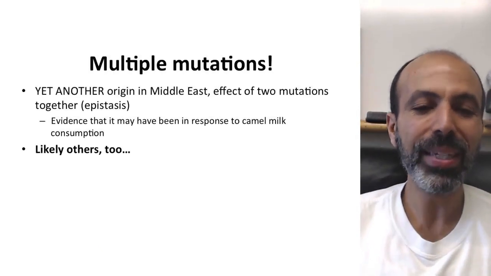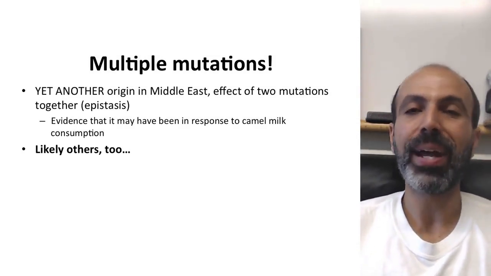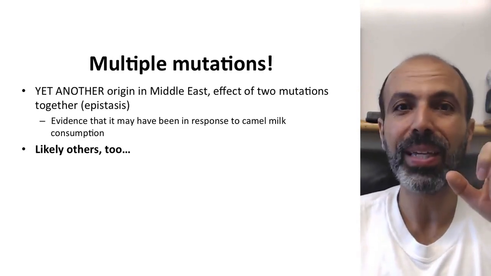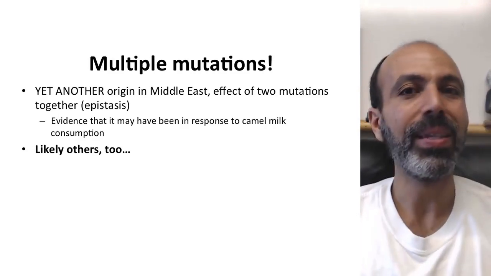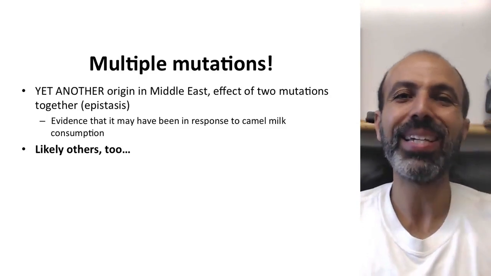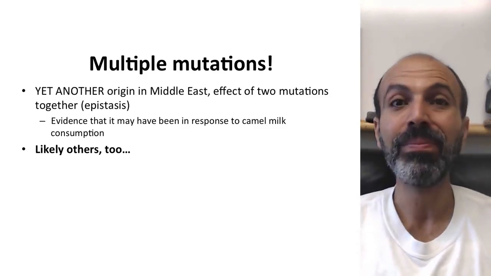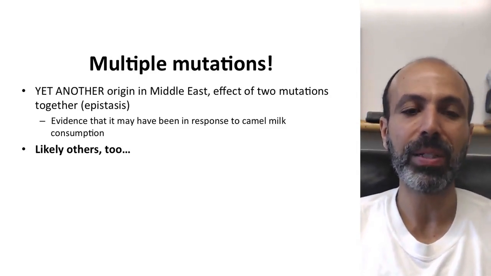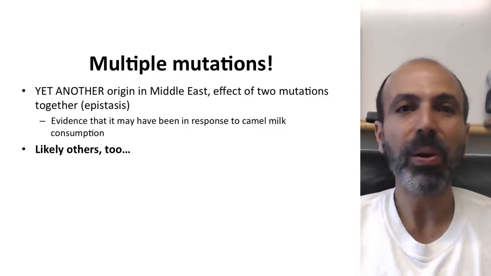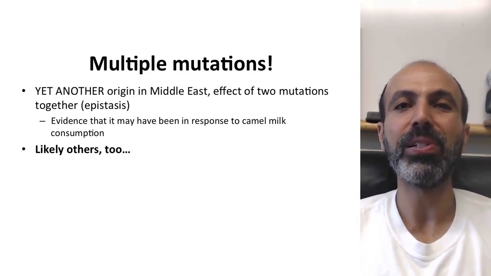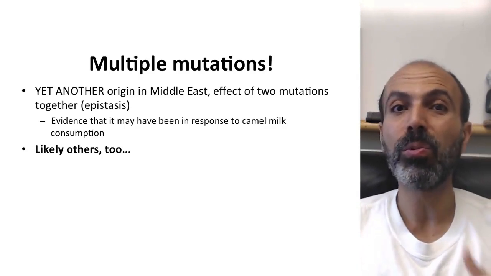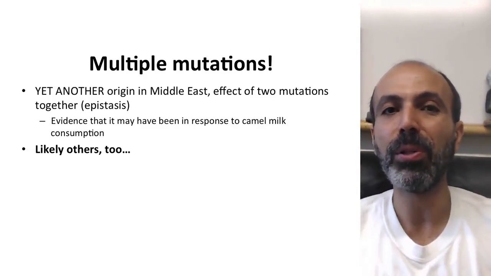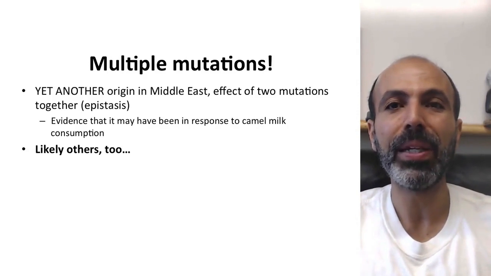If you look in the Middle East, there is yet another origin of lactase persistence. And there it seems like it's the effect of two mutations together. You have to have both of them to get it. By requiring both, this is an example of epistasis, something we talked about long ago. There's evidence in this case that this may have been a response to camel milk consumption rather than cow's milk consumption. And these are probably not the only lactase persistence mutations out there. But this is really cool because we're really understanding a lot about ourselves, and we have these independent evolutionary events that are very similar happening in different human populations.